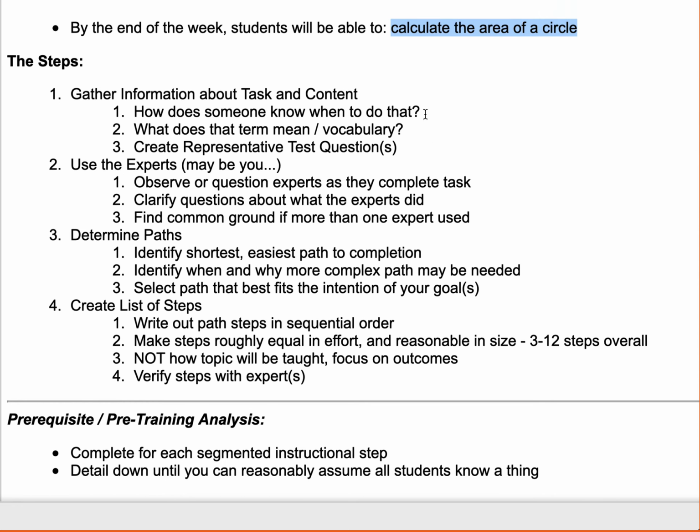So this first question here: how does someone know when to do that? What we're looking for here is what are the situations that someone would be in where they would have to calculate the area of a circle. I guess one would be because the teacher told me to, but obviously we want this to apply to more real world situations. So what would be a couple of real world situations where somebody would actually have to calculate the area of a circle?